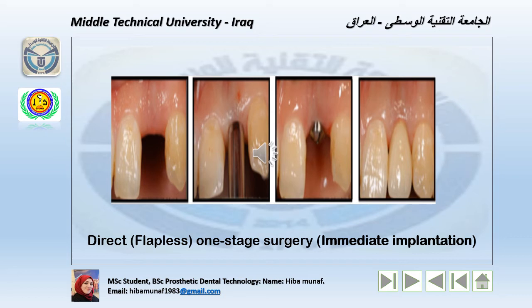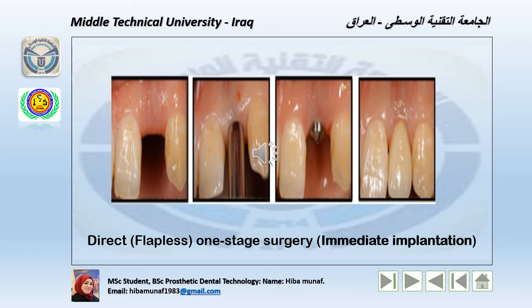In this image we show direct flapless one-stage surgery, also called immediate implantation, because the implant is placed into the bone without soft tissue flap reflection and no suture is required after implant placement. In the flapless surgical technique, a round tissue punch is used to remove the soft tissue on the crestal bone at the implant site, equal to the size of the implant crestal diameter.